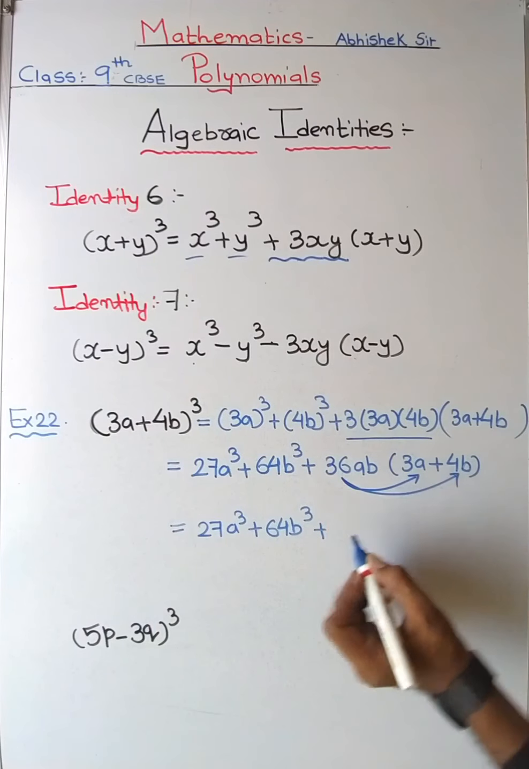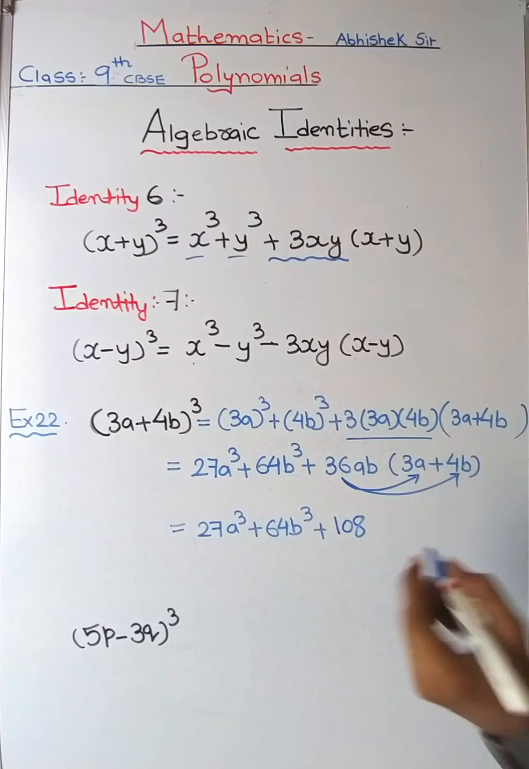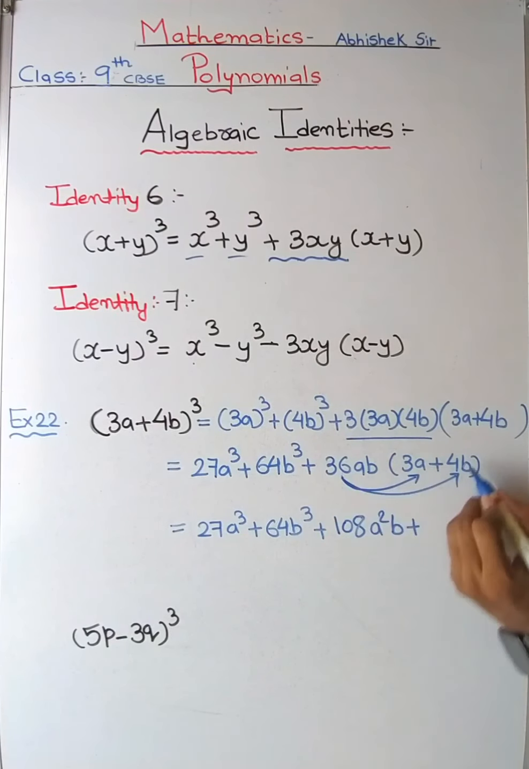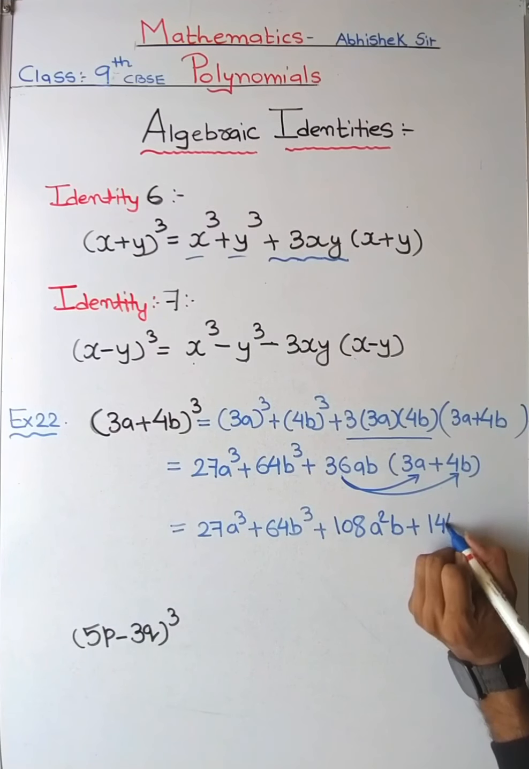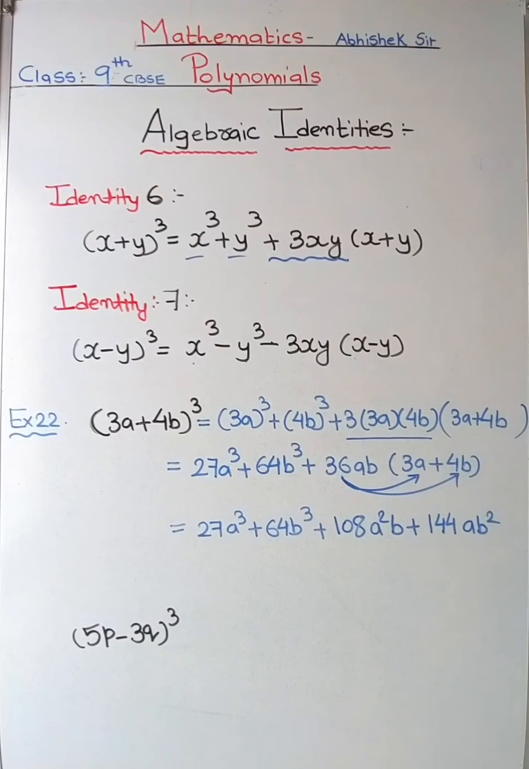So 36 3s are, first of all we will write 108. Now take care, ab into a, that will be a square b, and 36 into 4, that is 144. ab into b, that is ab square. So that is our answer.